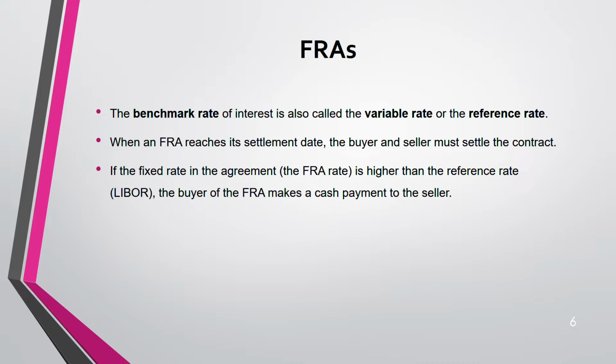Let's say, for example, FRA is 5%. Reference rate, that is LIBOR, is 7%. You are paying at 5%. Sorry, it's the other way around. FRA is higher. Sorry, FRA is 7%. LIBOR is 5%. So you are paying at 5%, that is LIBOR. You are paying additional 2% also to the bank. 2% extra you have to pay because FRA is 7%.